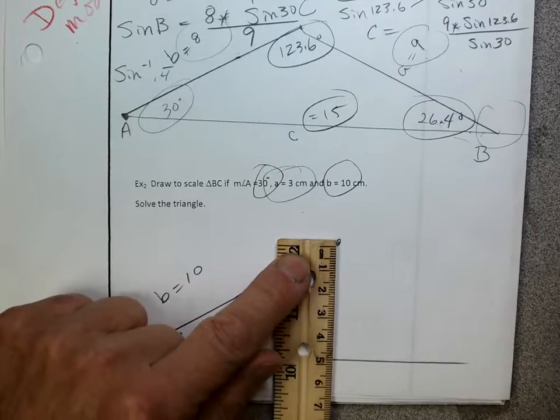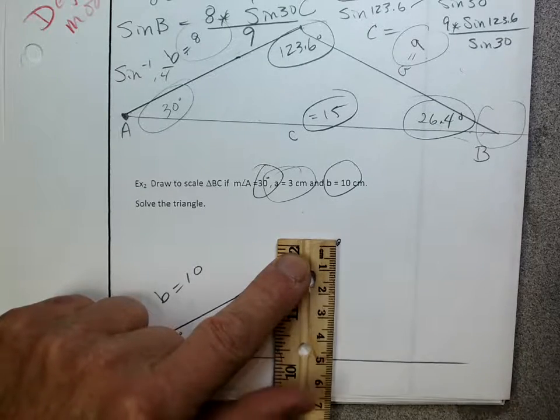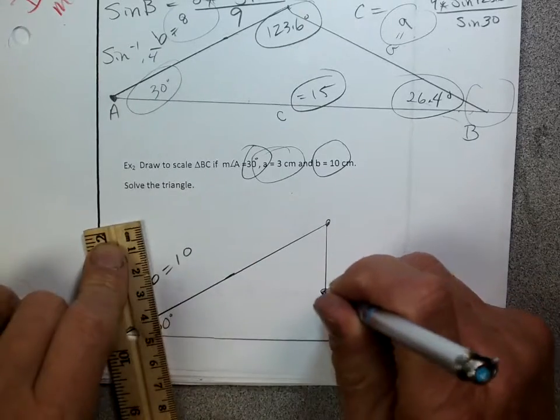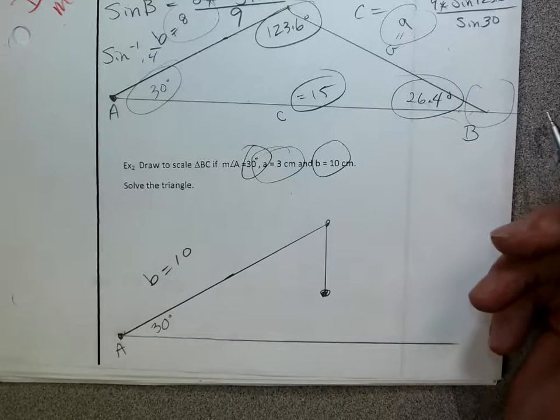Something's wrong. It doesn't work. 3 is only this long. That's not even a triangle, is it?